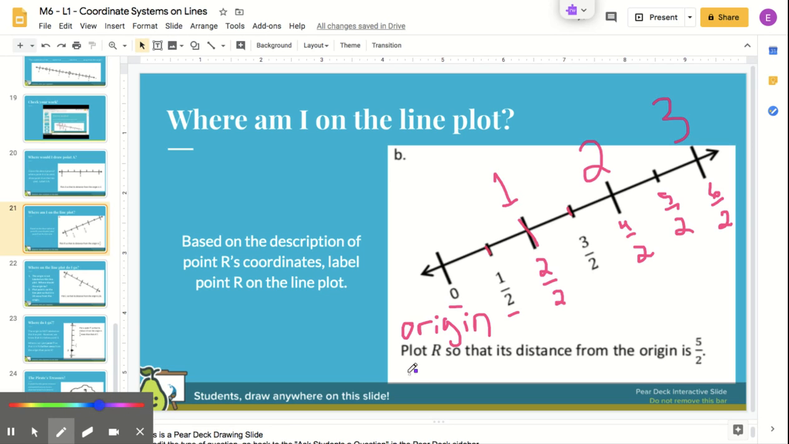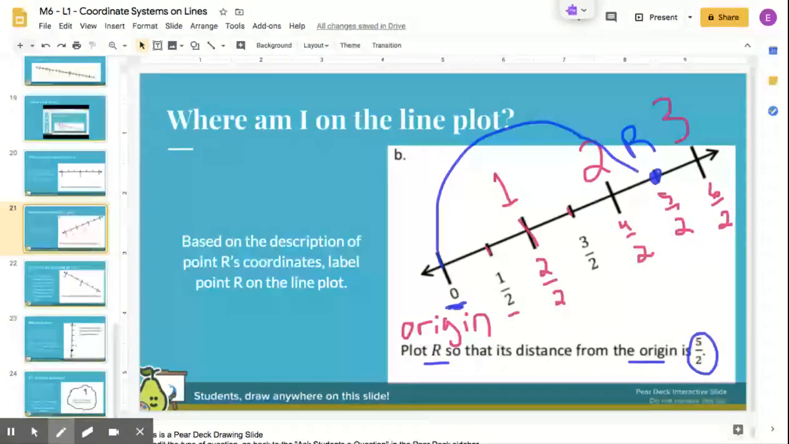Now, let's look at my question. I need to plot R so that the distance from my origin, my 0, is 5/2. Since I've already noticed the tick marks and labeled everything I've seen, I can easily find 5/2. I'm going to put my mark there. I'm going to label it R.